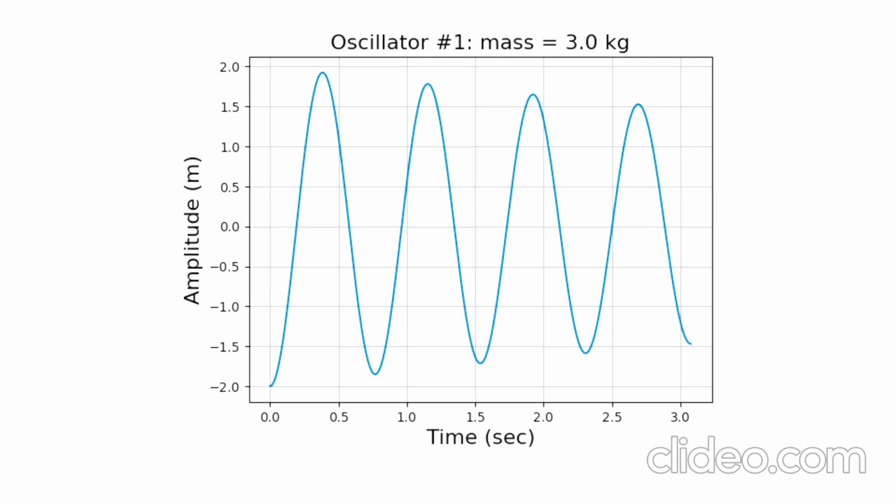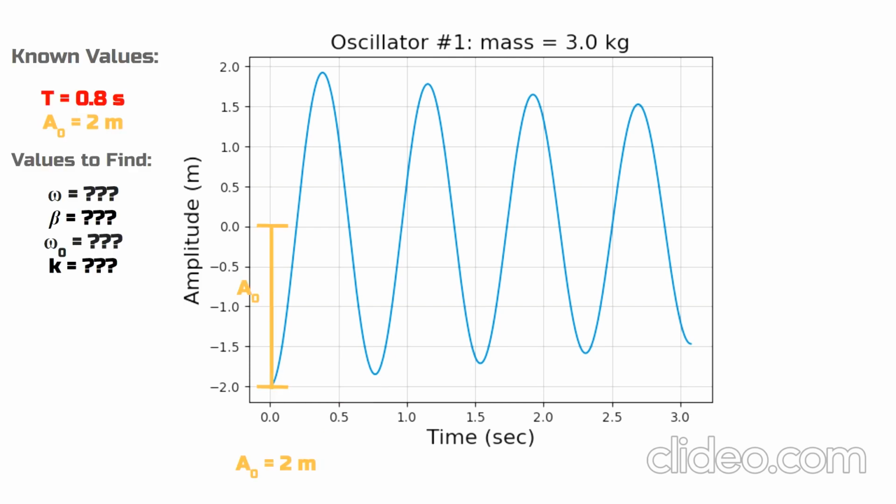The period is one full cycle of the oscillator, and just eyeballing it from here, the period would be about 0.8 seconds. And then you'd also have to find your max amplitude, or your max displacement. Here, the max displacement is 2 meters.